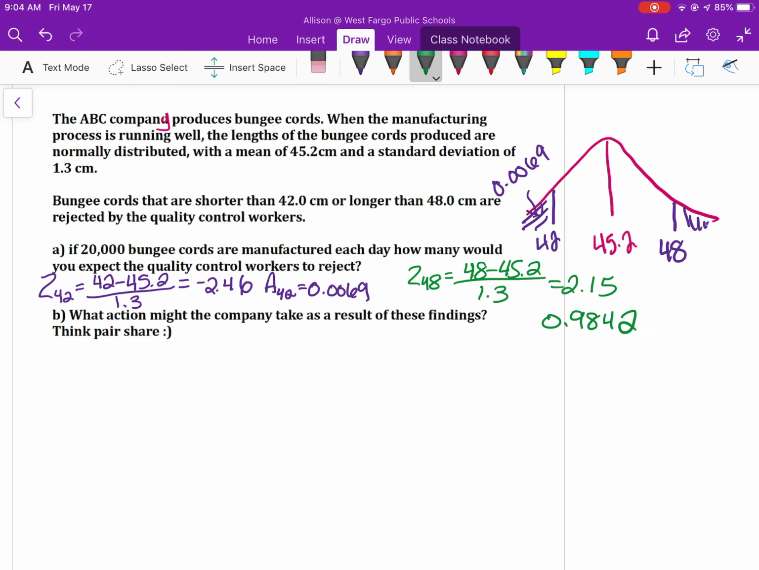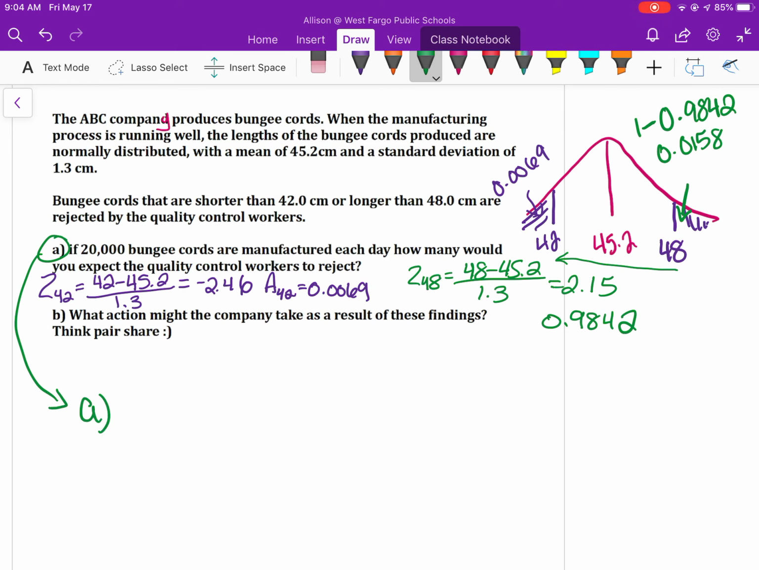But that is the area to the left. There's 98.42% of bungee cords that are less than 48 centimeters, not more than 48 centimeters. So if you want more than 48 centimeters to get this little piece, you do 1 minus 0.9842, and that's going to give you 0.0158. So that's the two percents.